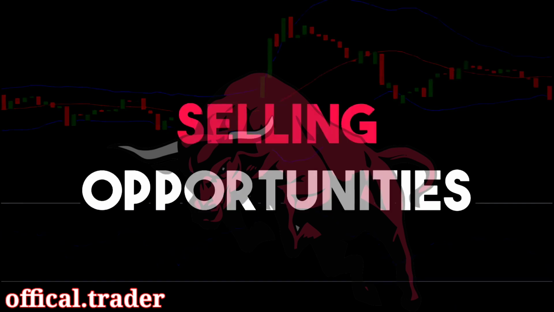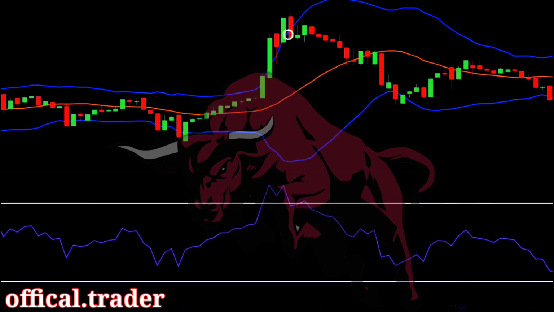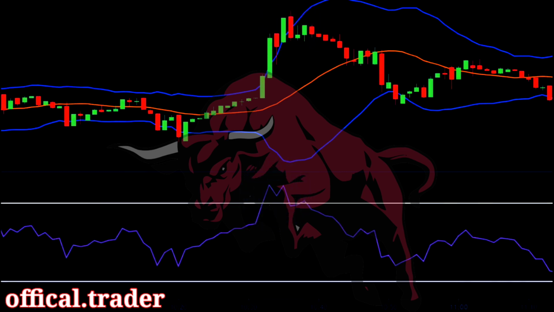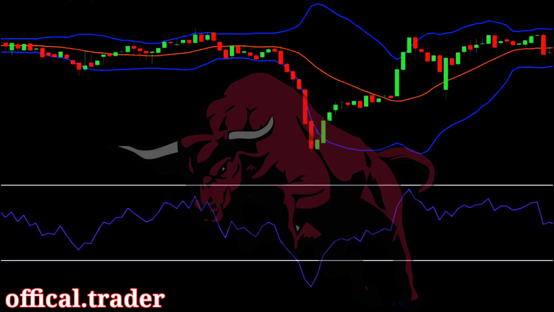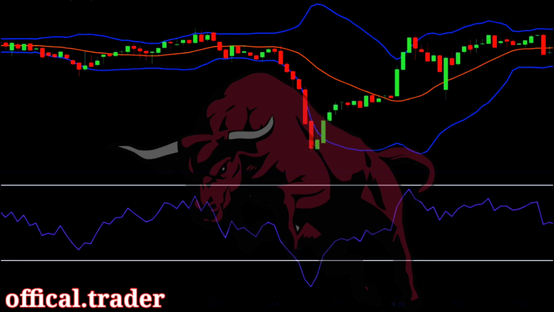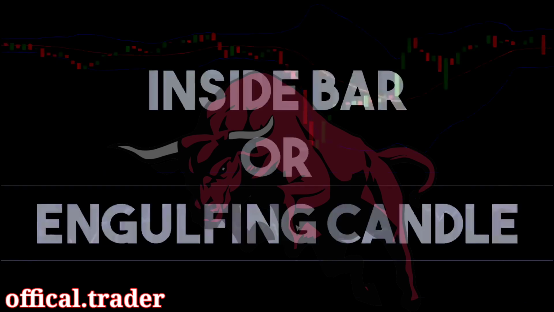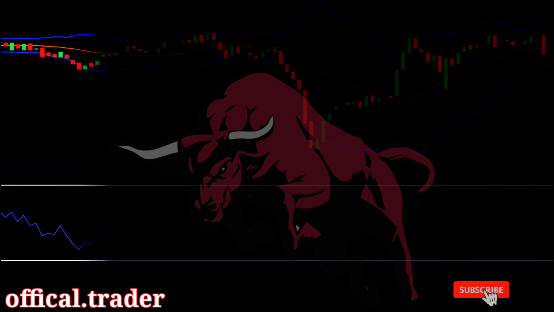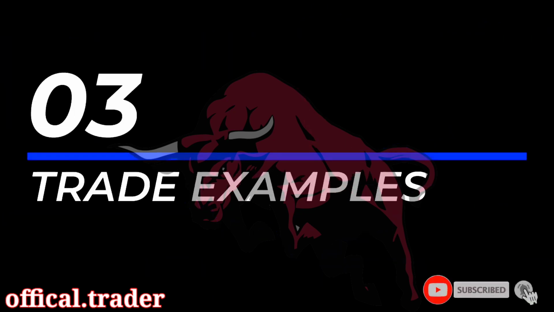So, we will look for selling opportunities when the price is above the upper Bollinger Band and the RSI is above 80. On the other hand, we will look for buying opportunities when the price is below the lower Bollinger Band and the RSI is below 20. But we will not blindly place trades in such conditions. We will use the inside bar or engulfing candlestick pattern for our entry. Let's look at an example to understand the process of the trade.